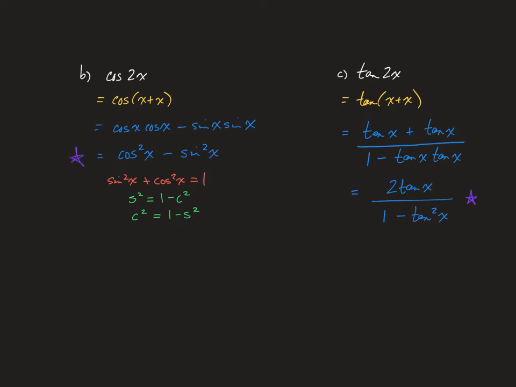And so, if I were to use those in the substitutions, so let's go back to that purple starred form, the cos squared x minus sine squared x, and let's write that entirely in terms of sine.